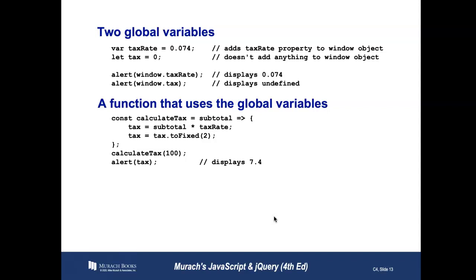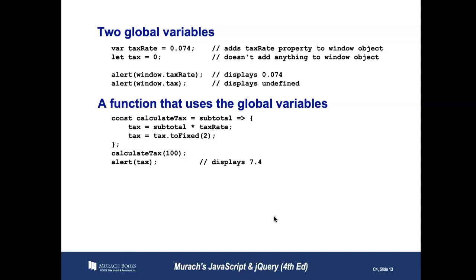Let, because it's not part of the window object, will release the memory of that variable after whatever construct it's working with finishes. So if I use let in a loop or a condition, after that condition or loop finishes, the memory is released because nothing is in the window object. It's in the variable itself. So if we alert window.taxRate, taxRate would have a value. If we alert window.tax, it would be undefined because it's using the keyword let.